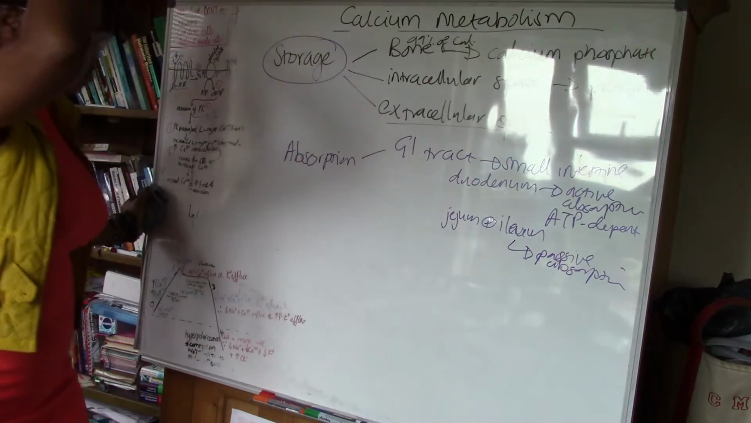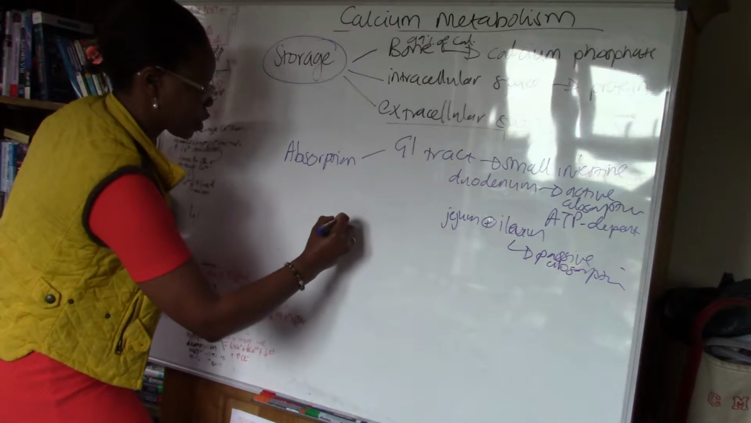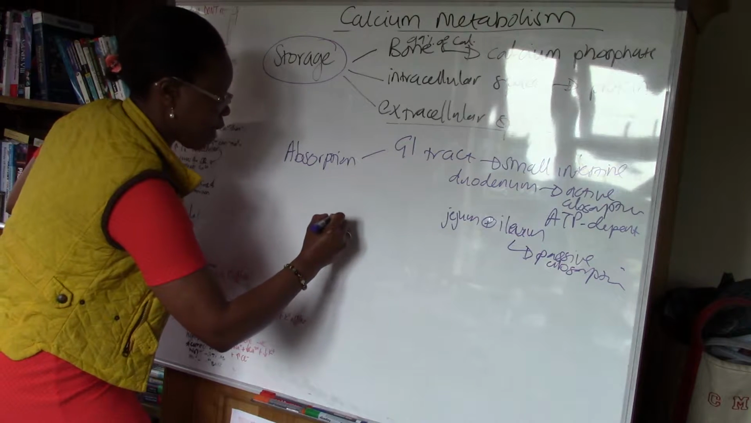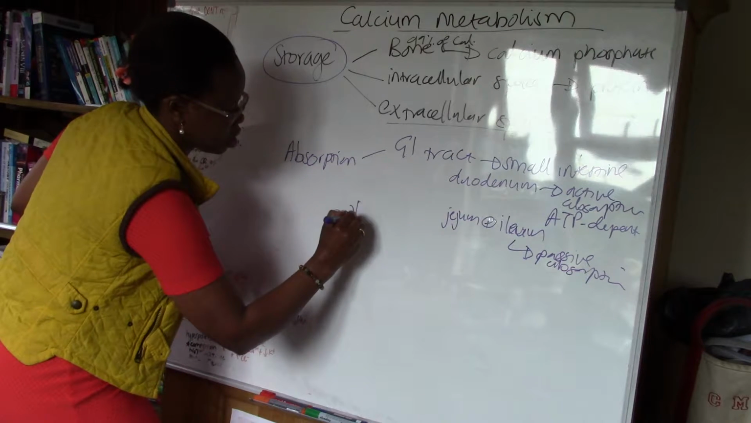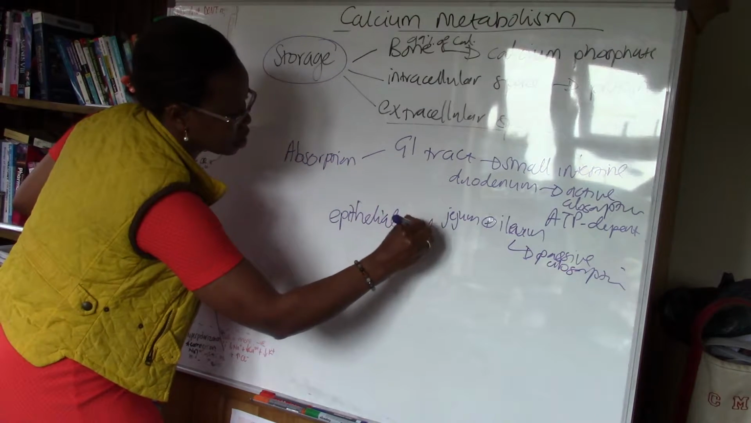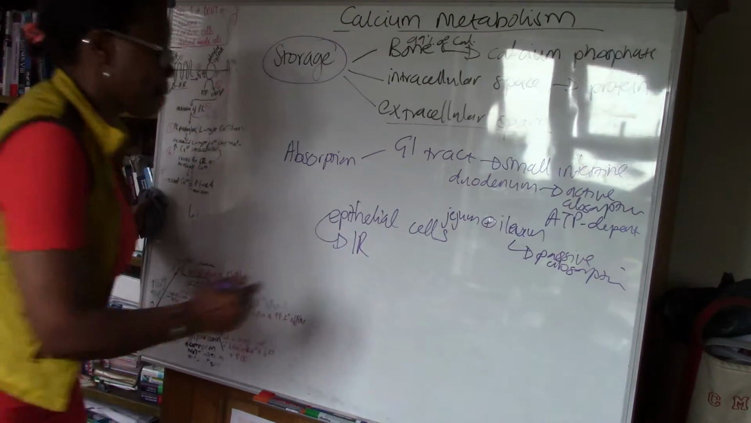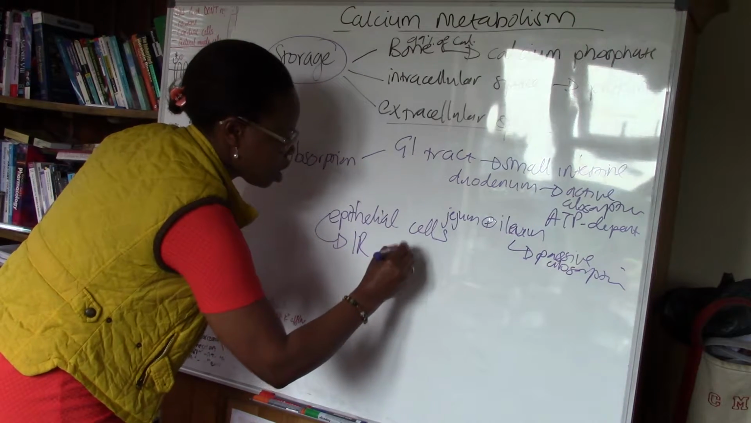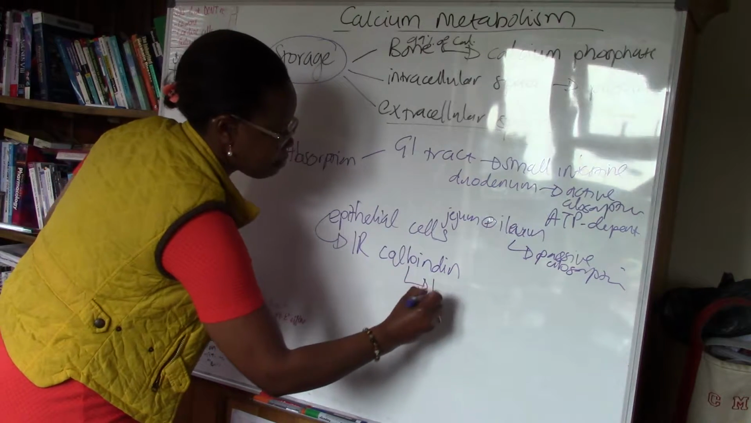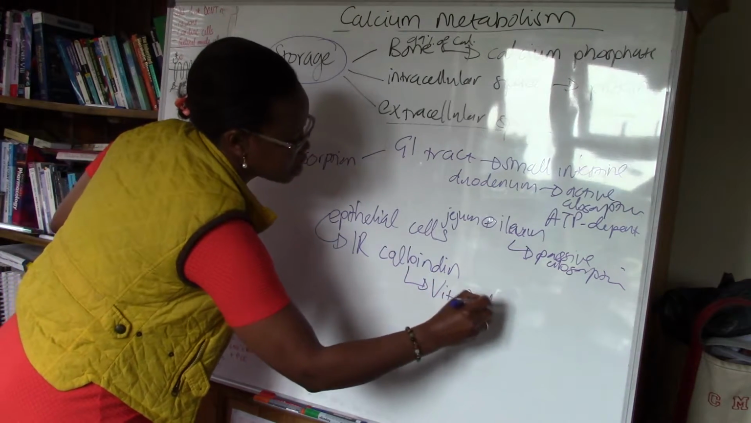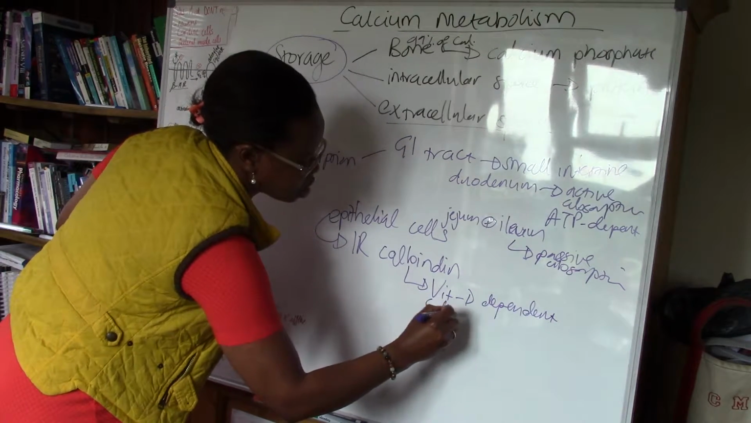And once it's absorbed, it's via the epithelial cells, which have a receptor that is called, I think, the Cal binding. And Cal binding is a vitamin D dependent calcium binding receptor.